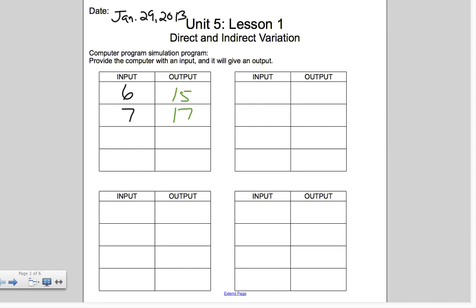So what's another input? Anthony? 10. Can I say the answer? I see a lot of smiling faces out there. Smug faces. Okay, one last input. Nicholas? 4. So what do you think the output's going to be? Brian? 11.